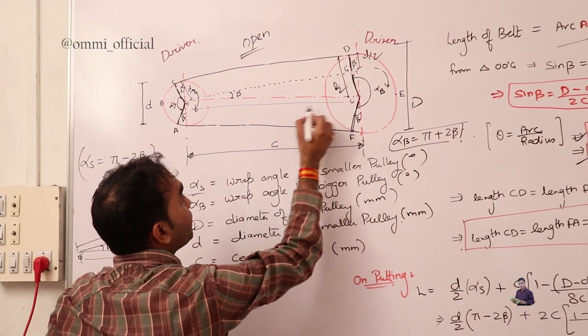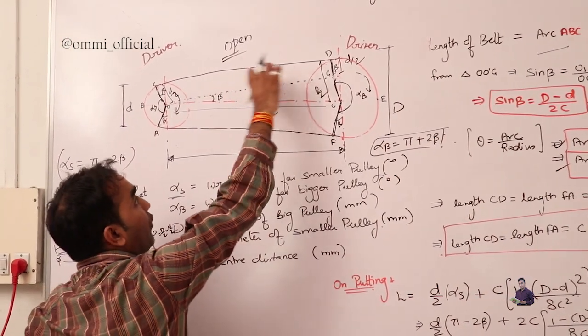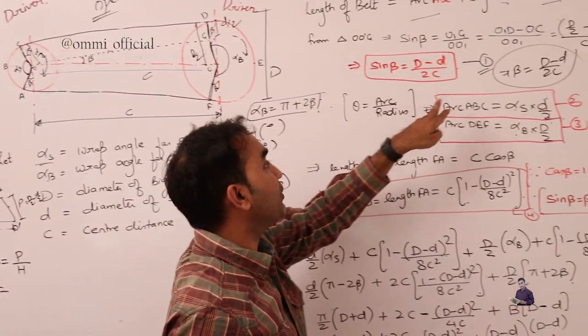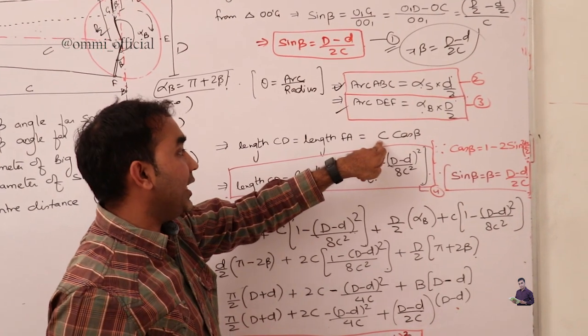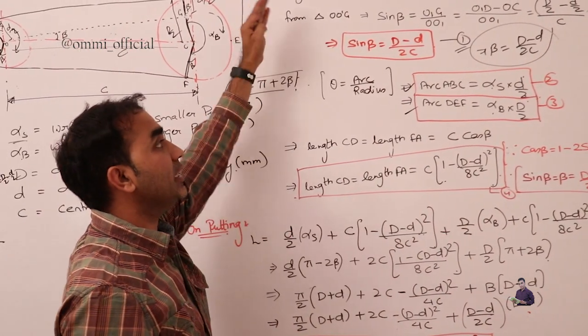This is your C, and if you go for the component cos theta, we are going with the base. This is a base portion. So this is your C cos beta. I have mentioned somewhere C cos beta. Now we are going to place all the respective values in the above.